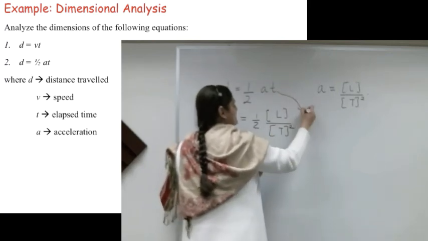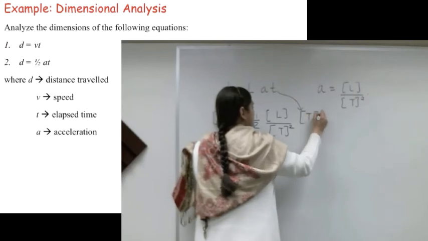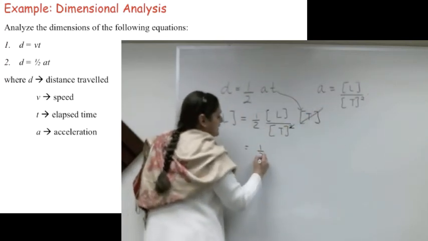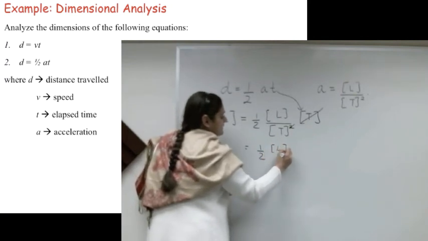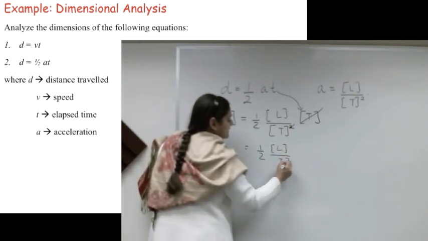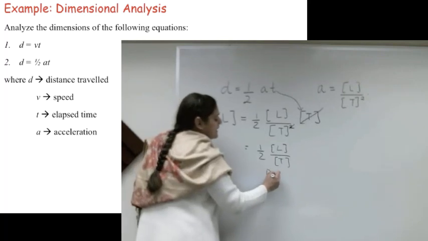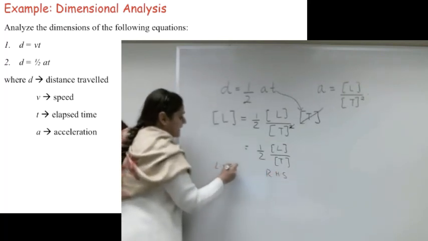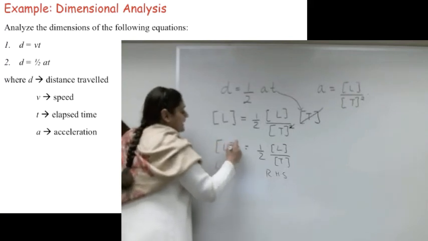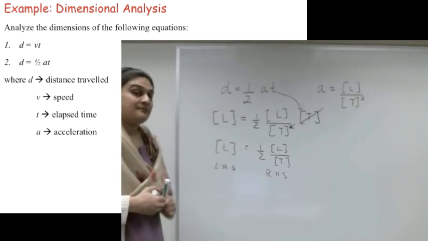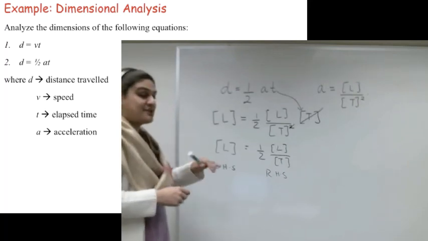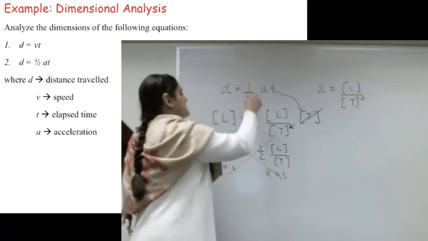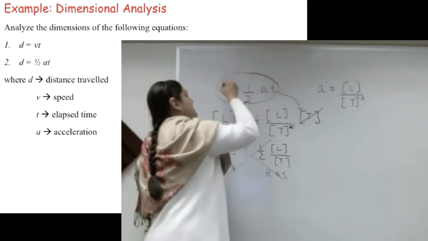And from the last expression, I know T is this. This cancels out, and I get 1/2 L over T on the right-hand side. On the left-hand side, I have only L. Okay? What does that mean? Is this dimensionally correct? No. So this is not possible. This expression is not possible.